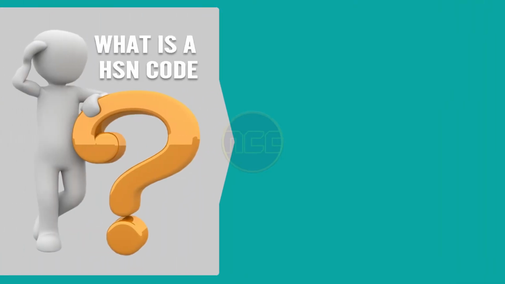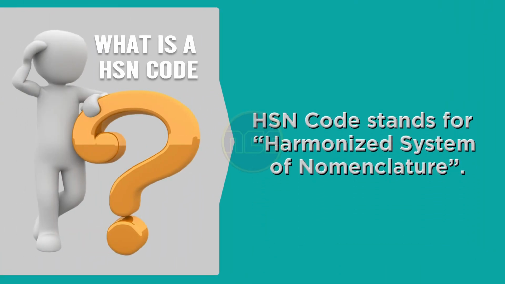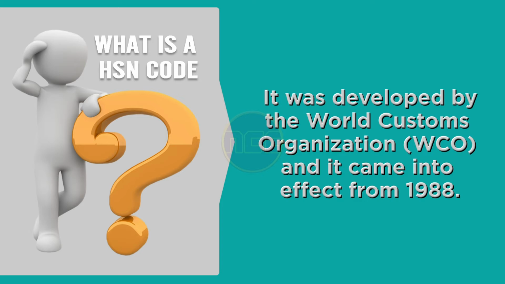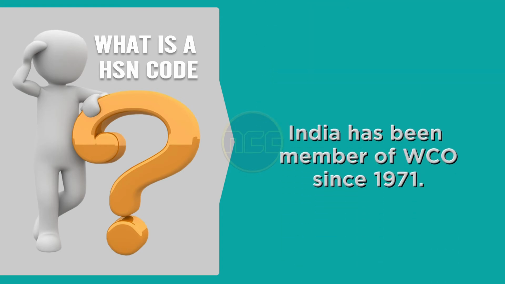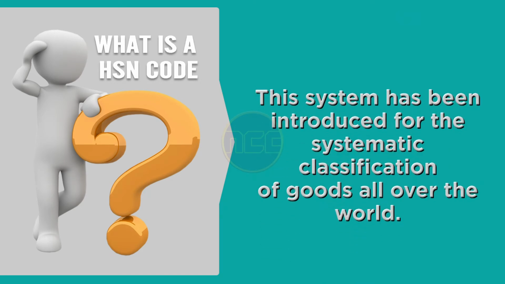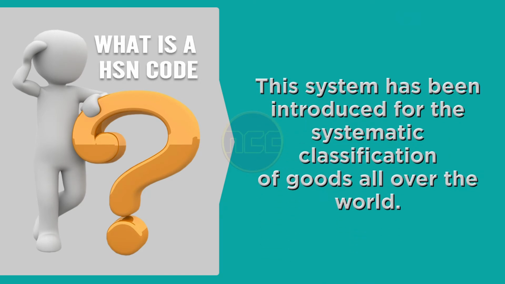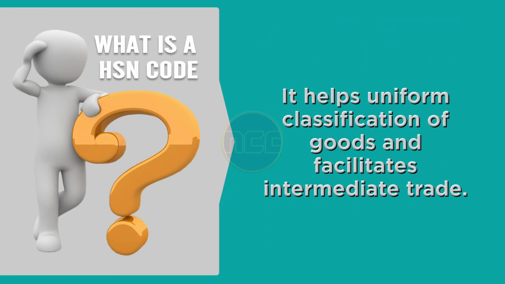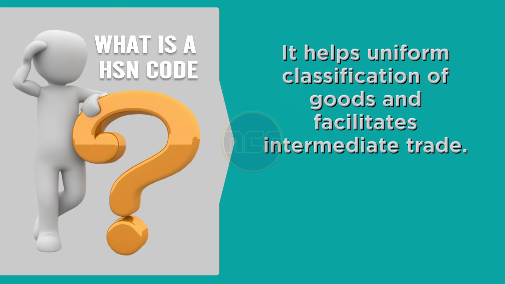What is the HSN code? HSN code stands for Harmonized System of Nomenclature. It was developed by the World Customs Organization, WCO, and it came into effect from 1988. India has been a member of WCO since 1971. This system has been introduced for the systematic classification of goods all over the world. It helps uniform classification of goods and facilitates international trade.